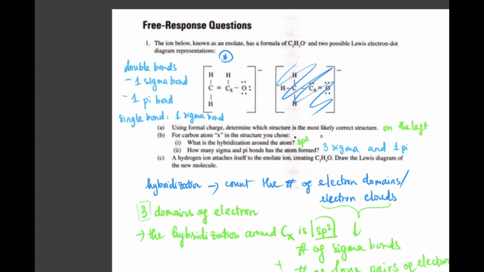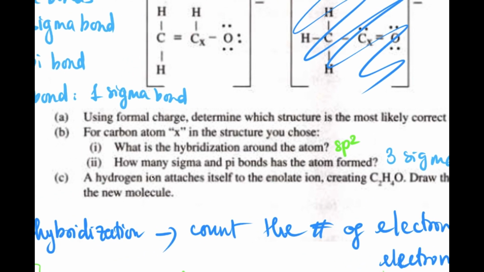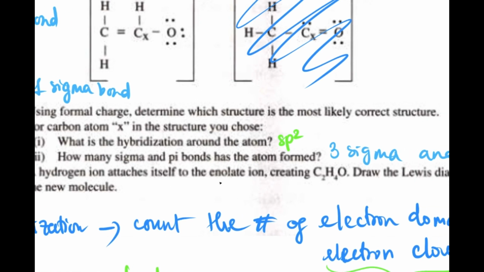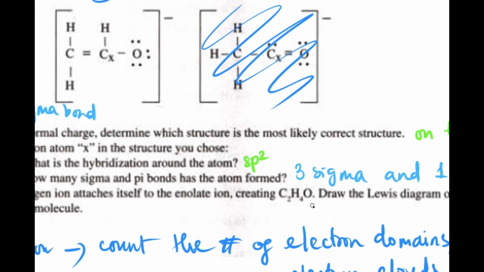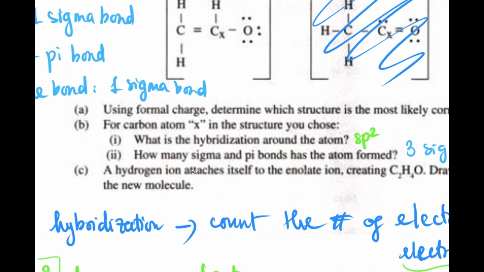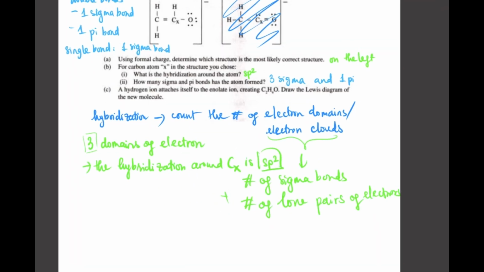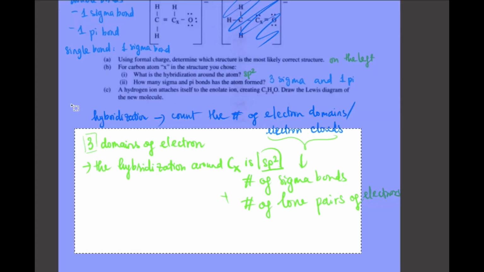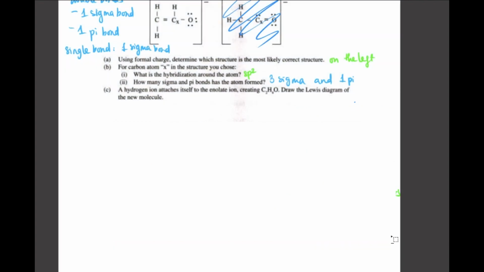And a hydrogen ion attaches itself to the enolate ion, which is this whole thing, creating this. Find its name. Draw the Lewis diagram of the new molecule. First, let me delete this whole thing.